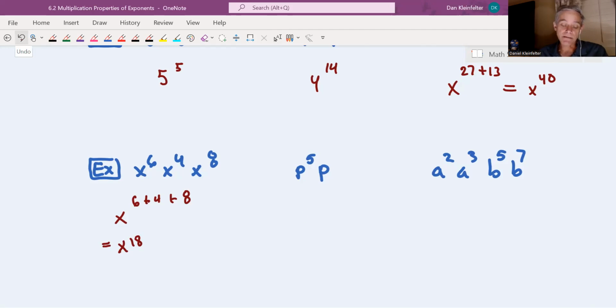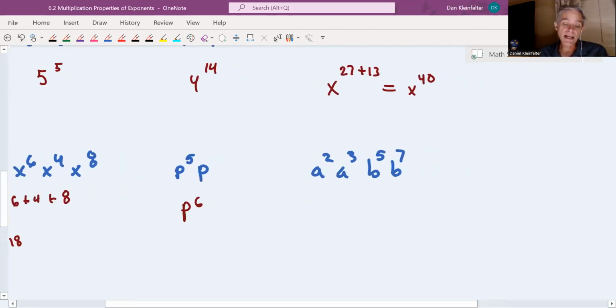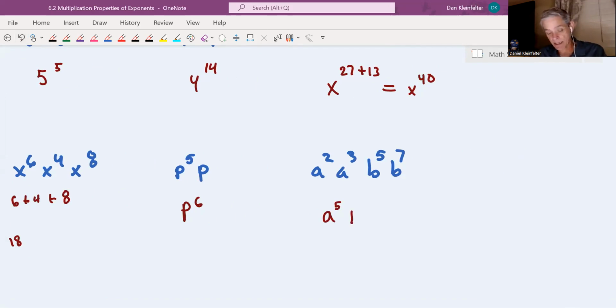P to the 5th power times p is p to the 6th power. A squared times a cubed, that's a to the 5th power. B to the 5th power times b to the 7th power is b to the 12th power. And you'll notice here that we'll stop right there on this one.